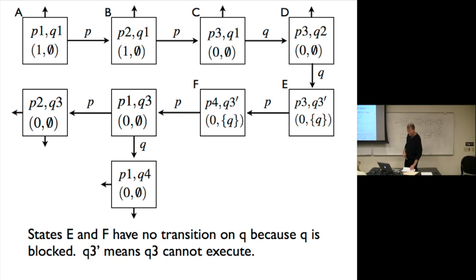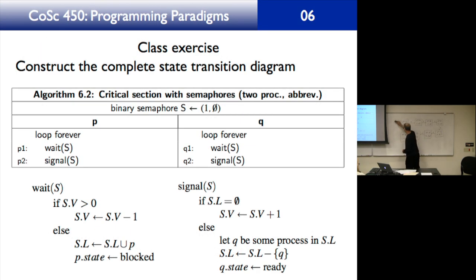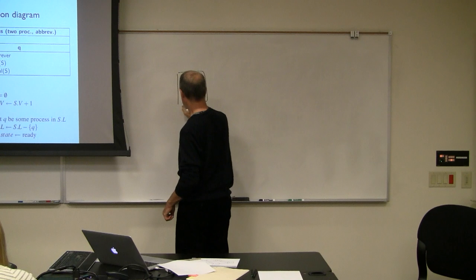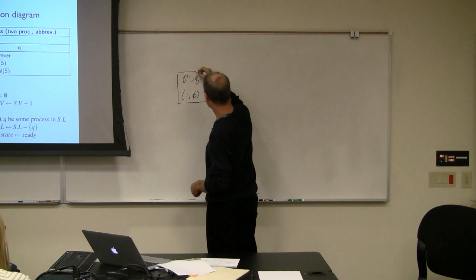So now look, you guys, you know how we did the abbreviated? Because this would have a whole lot of states, right? But didn't we say that we could use this abbreviated diagram? So let's see how to analyze these algorithms with semaphores. All right, so let's start with P1, Q1, 1, 0. Now watch this. P1, Q1, 1, and the empty. All right, and now tell me, what happens if you do a P?